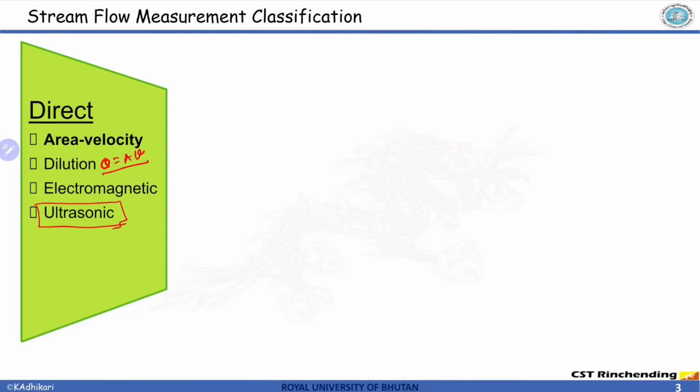And the dilution and electromagnetic techniques are not very commonly used in Bhutan, so we will not be discussing them. Okay, the other type of classification is the indirect method.